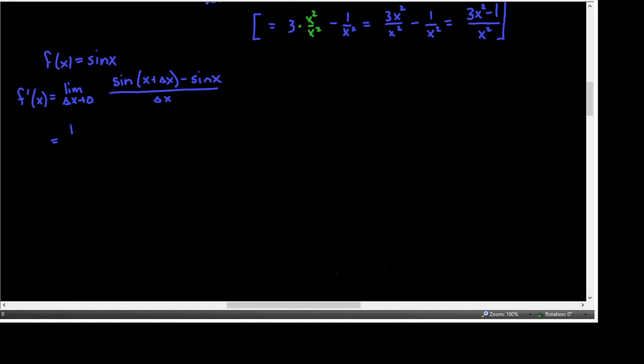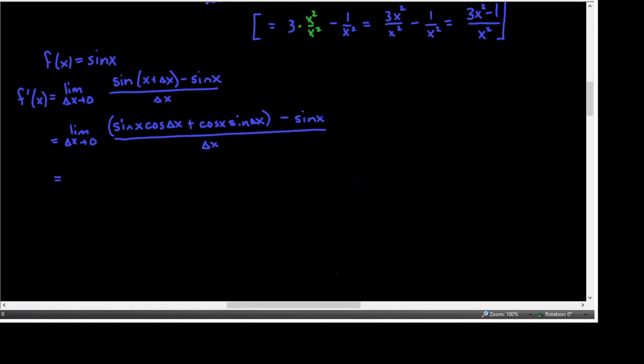Then go back and think about the pre-cal identity you learned for the sine of a sum of two things. You should recall that that's sine of the first thing times cosine of the second thing. Keep the sign, so since that's plus, this is plus, then cosine of the first thing times sine of the second thing. Okay, that's the sine of x plus delta x, minus the sine of x, all over delta x.